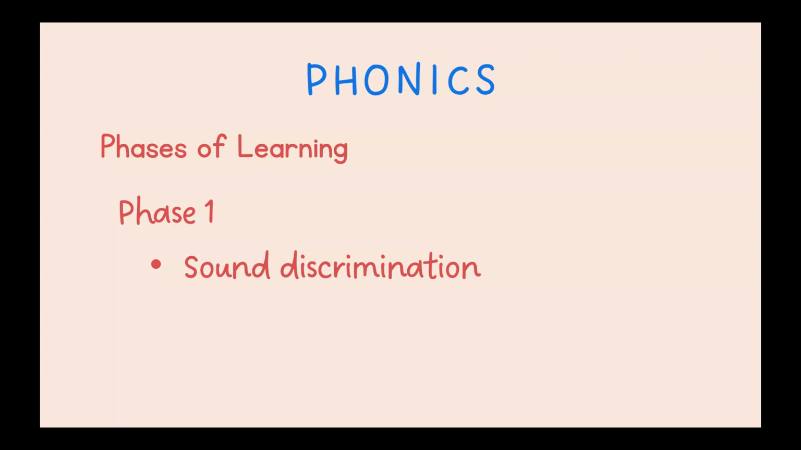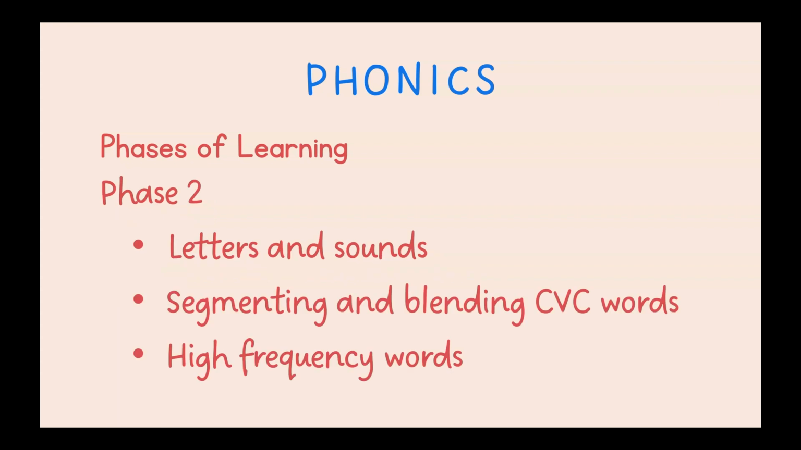Phase one, the first thing that they learn before they really even think about letters and sounds and the alphabet is just sound discrimination. So that's just exposing your child to music, musical instruments, different voices. You can teach them to sing the alphabet, different songs, etc. But in phase one, you don't really need to worry about teaching them the letter sound combinations. That's what we go into in phase two.